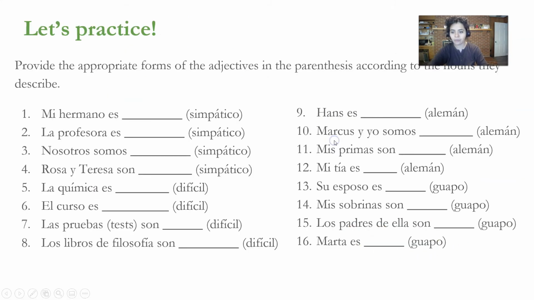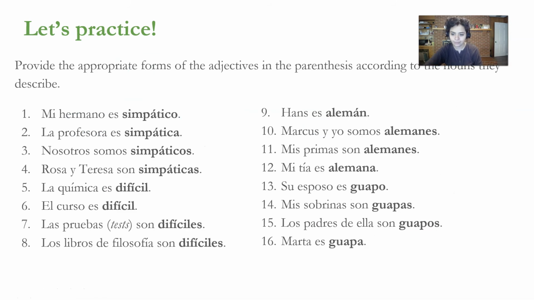Okay, we have one last practice. And here you can check your answers.